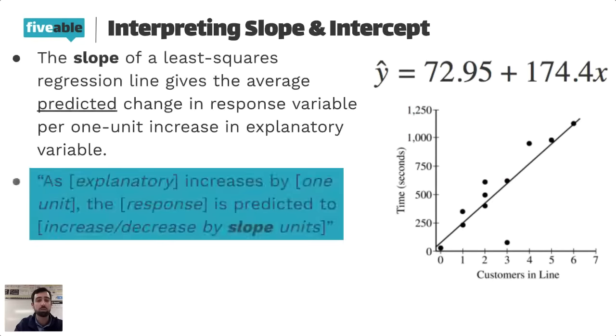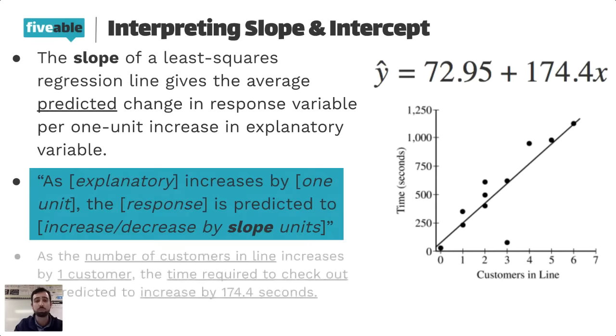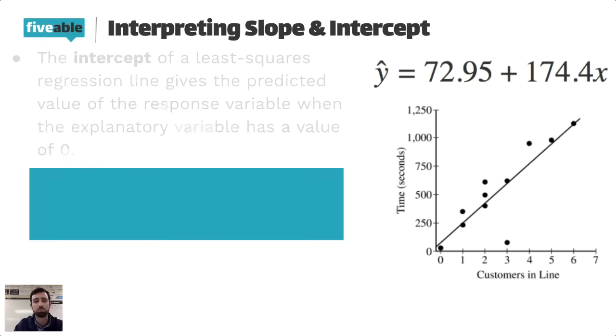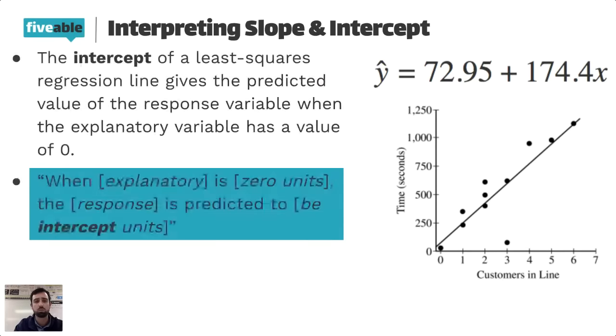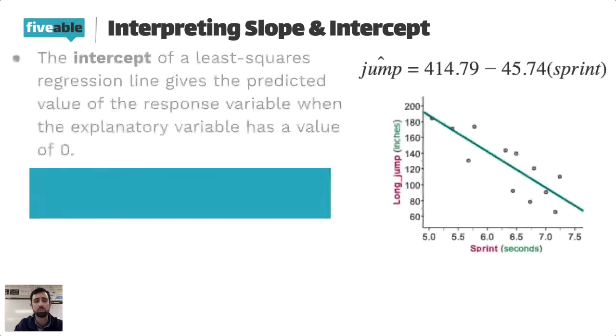We talked about the interpretation. Take a screenshot of this. This is going to be a great way to just plug into any problem that you have. As blank increases by one unit, the blank is predicted to increase or decrease by a certain amount. Kind of roll through this so we can get to some practice.